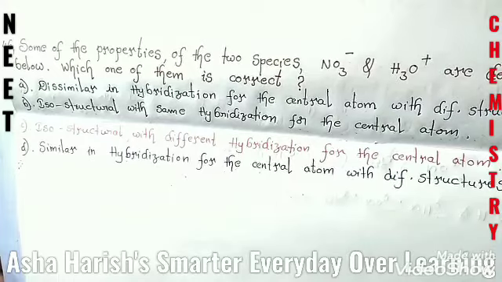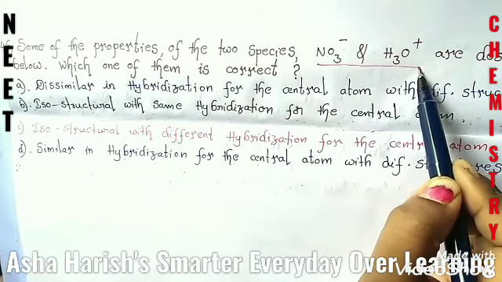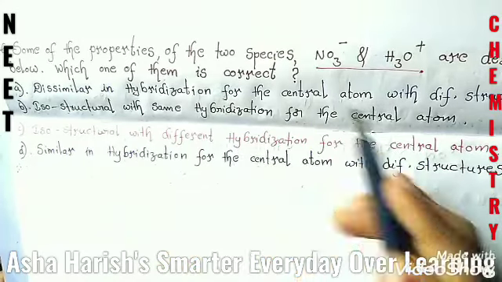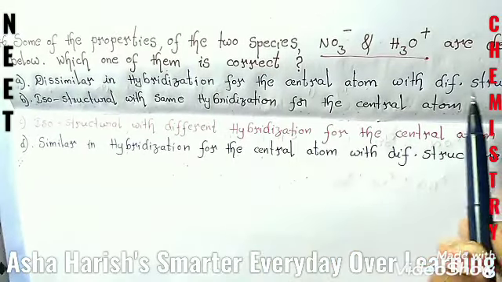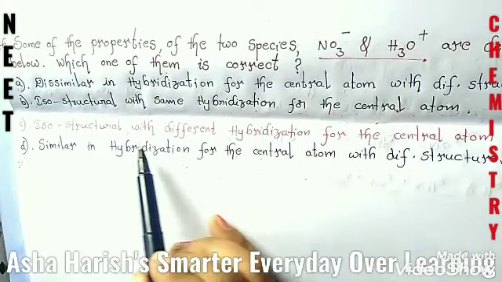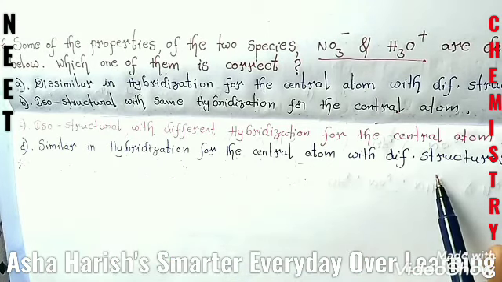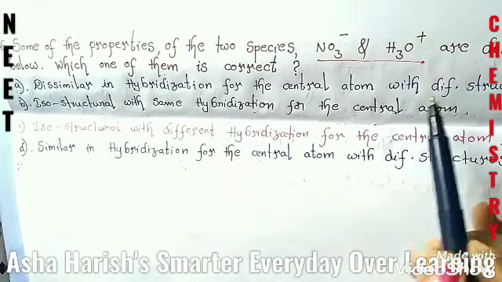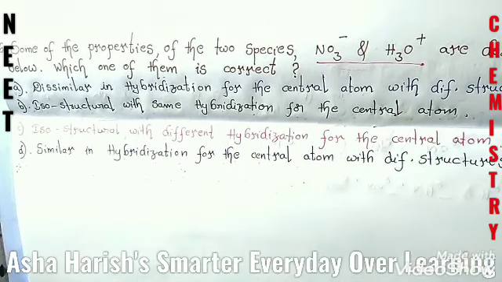Next question. Some of the properties of the two species, NO3 minus and H3O plus, the hydronium ion, are described below. Which one of them is the correct one? Let's see the options: dissimilar in hybridization for the central atom with different structures; isostructural with the same hybridization for the central atom; isostructural with different hybridization for the central atom; and similar in hybridization for the central atom with different structures. We need to know for these two what the hybridization is, what the structures are, and what isostructural means. Let's see, then only we will find out which one is the correct one.